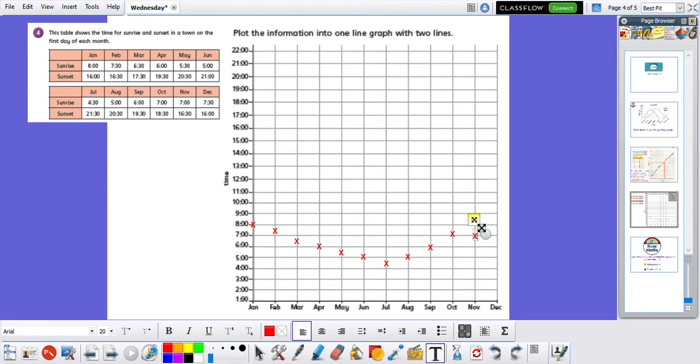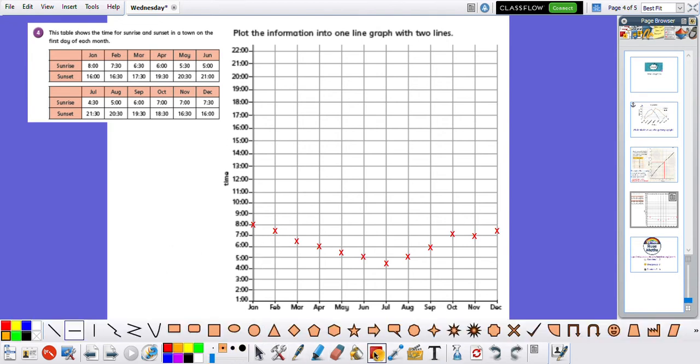And then finally December, we've got 7:30, so it's going to be between 7 and 8 on the line. Okay, so you can see on my x-axis line, so the lines that are running vertically, the x is always on the line, it's never in the middle of the box. However, on the y-axis, it can be in the middle of the box if it's saying that it's halfway between a number. Okay, so I'm going to join that line up first so I can see that one.